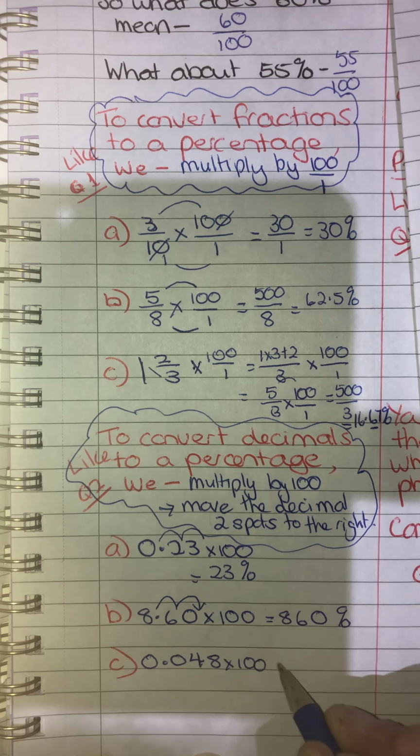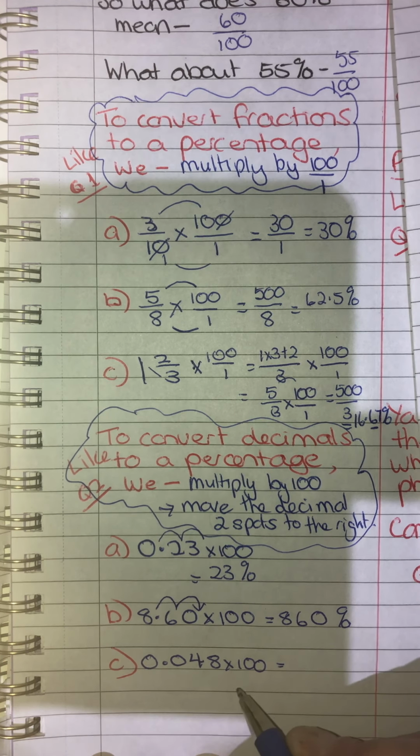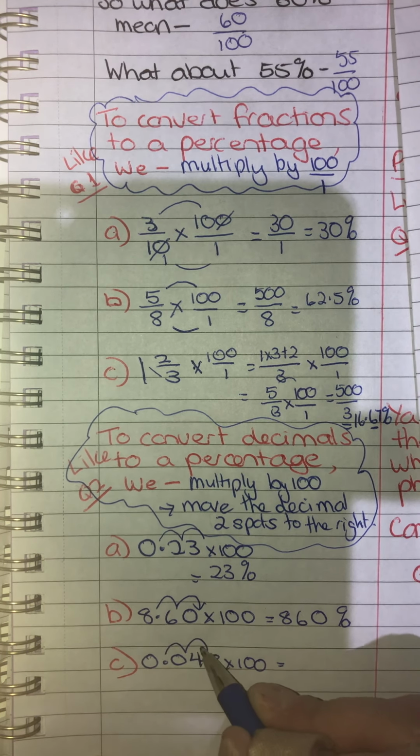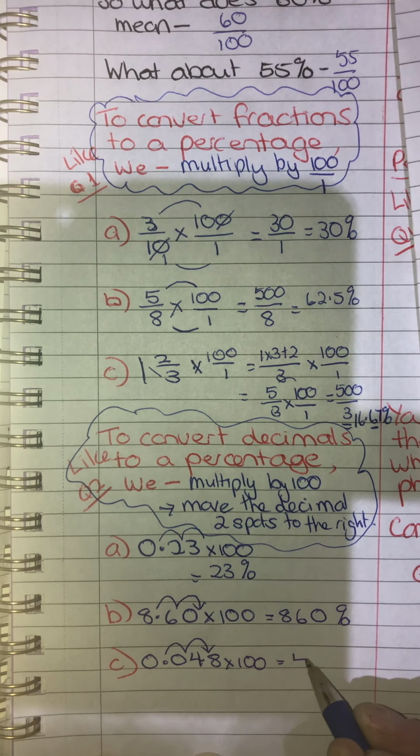All right, what about this one? Don't be tricked because of the way it looks. Still just go 2 spots to the right. So your answer is 4.8%.